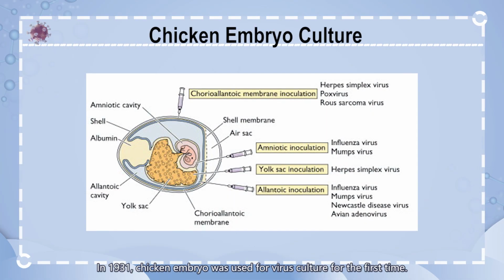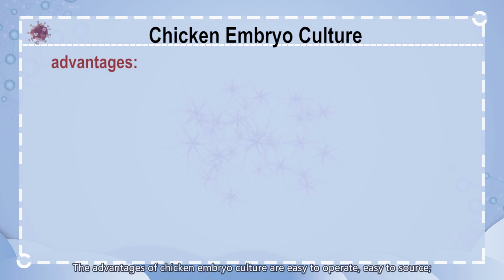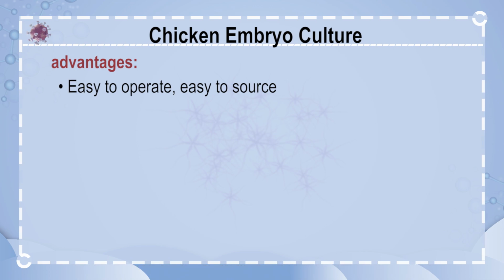In 1931, chicken embryo was used for virus culture for the first time. According to the tropism of the virus, different viruses can be cultured in different regions of chicken embryo, such as the chorioallantoic membrane, allantoic cavity, amniotic sac, and yolk sac. The advantages of chicken embryo culture are easy to operate, easy to source.